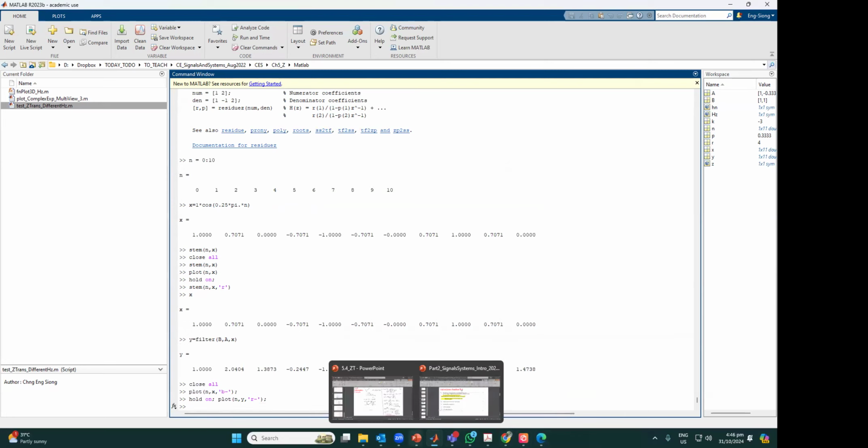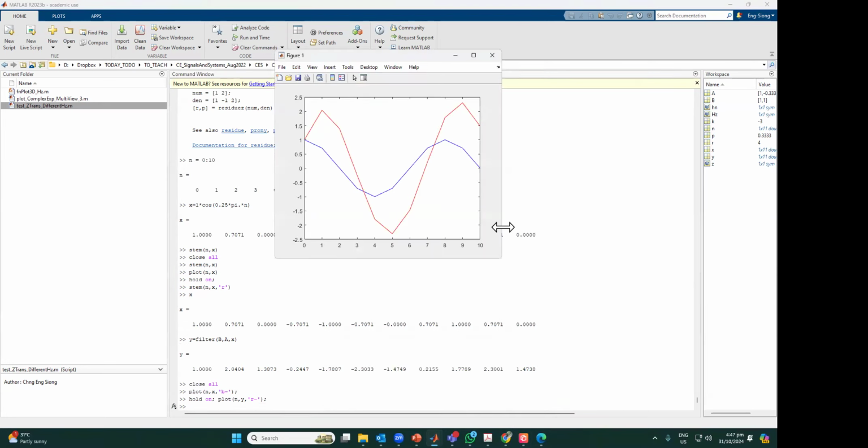And now the question is, what happened, guys? I see my input, and now you see my output. What happened to my output? It has become bigger and phase shifted. Very good. Amplified and phase shifted.